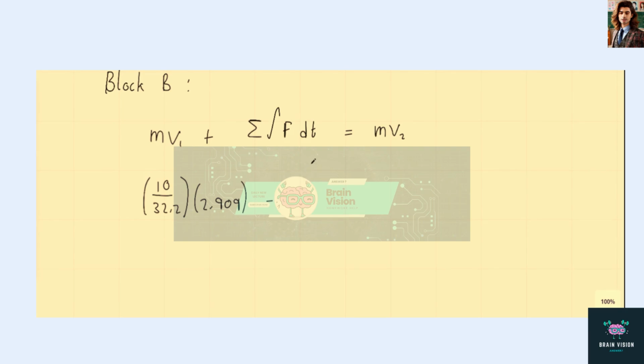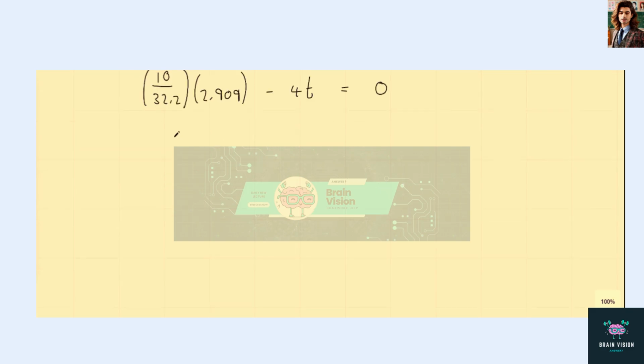The forces acting on the block in the horizontal direction are the frictional force, which we showed is 4 pounds, in a time t, which we wish to calculate. And this is equal to the final momentum, which is 0, since the block comes to rest. So we can rearrange this, and we can find t, the time it takes for the block to come to rest, is 0.226 seconds.